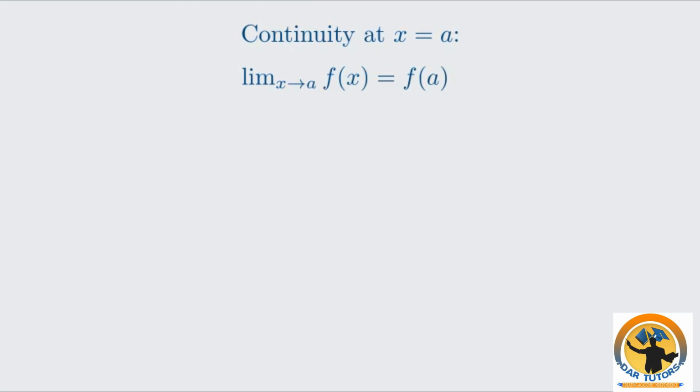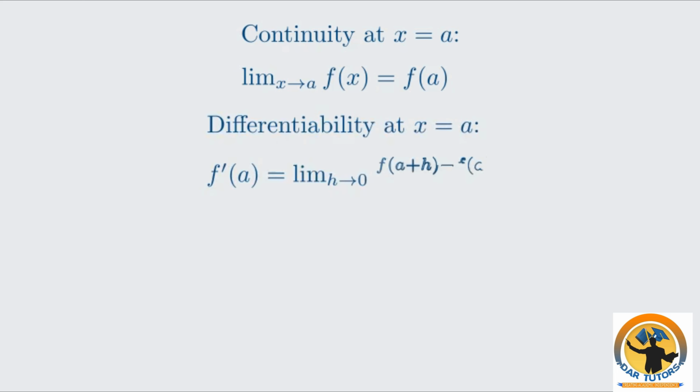Let's begin by recalling the definitions of these two concepts. A function f is continuous at a point x equals a if the limit of f of x as x approaches a is equal to the function's value at a. Intuitively, this means you can draw the graph through that point without lifting your pen.